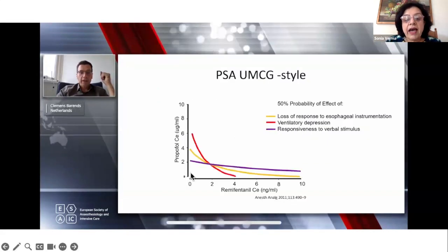This is the other diagram that he showed. Loss of response to esophageal instrumentation happens very quickly. Ventilatory depression is happening in front of your eyes, and so is responsiveness to verbal stimuli. So you can look at all these three and decide how much propofol and how much remifentanil you want to give to a particular patient.